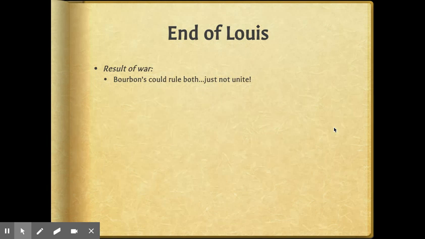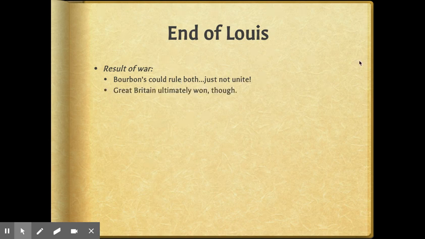So basically the decision was Philip can take over, but he's not allowed to unite with his family. So the Bourbons cannot rule both. They can rule both, but not combine, is the best way to think of it. And Philip is going to have a bunch of Spanish leaders around him to try to maintain a distinctly Spanish feel to the Spanish throne.